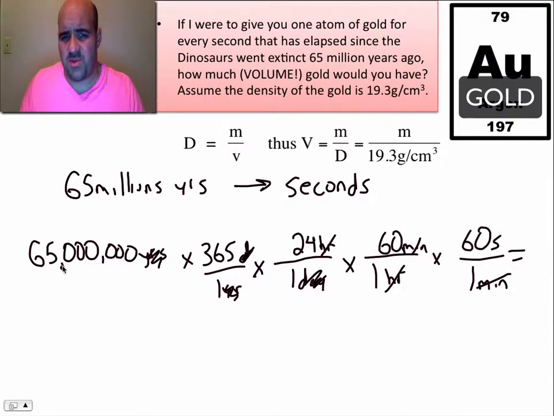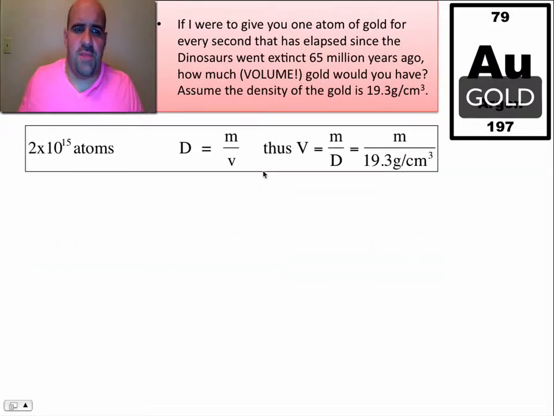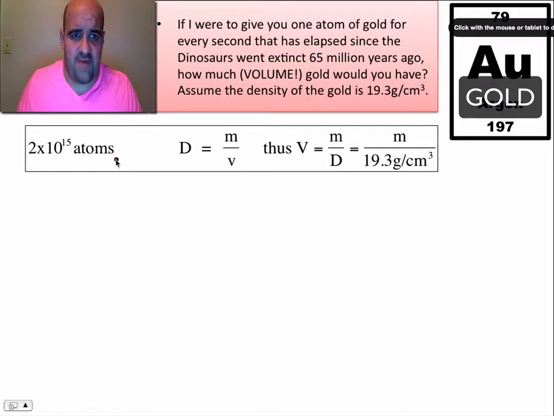So really what you got to do is multiply across 65 million times 365 times 24 times 60 times 60. And that gives you the number of seconds in 65 million years. And I'm telling you that I'm giving you one atom of gold for every second. So you're going to have that many atoms of gold. And when you get that answer, it should be about 2 times 10 to the 15th atoms of gold. So this is how much gold you're going to have.